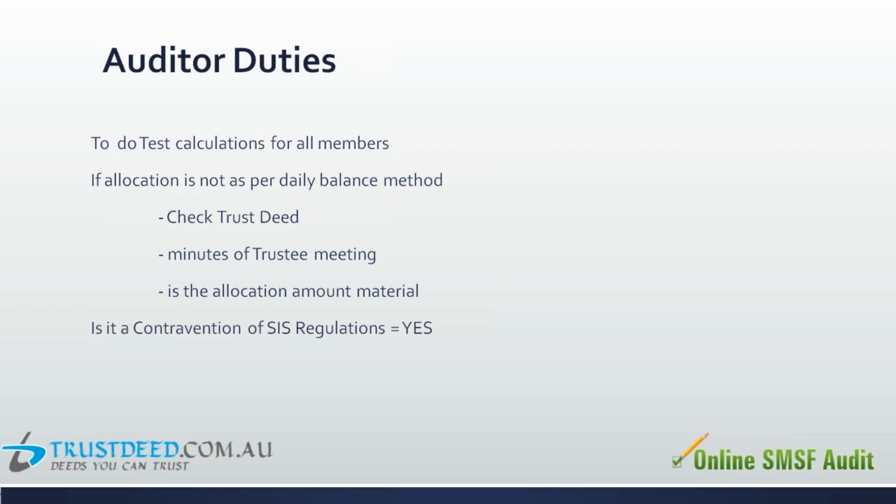And if it's not according to daily balance, check the trustee minutes. Have they decided that certain assets and certain income from those assets is being allocated to a particular member or not? And of course, is it a contravention or not? Yes, it's a contravention if the amount is material, and obviously if the amount is immaterial, then you will just let it go.